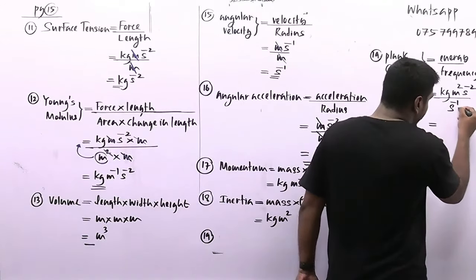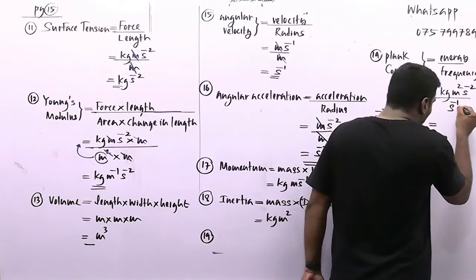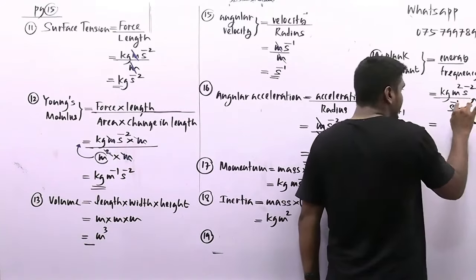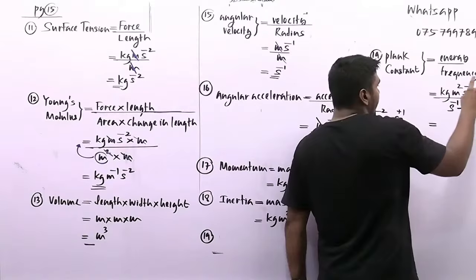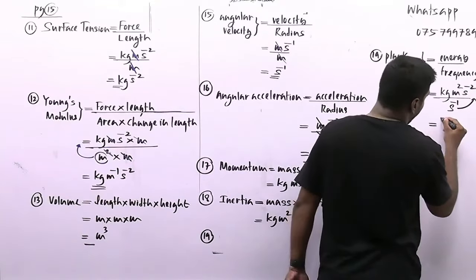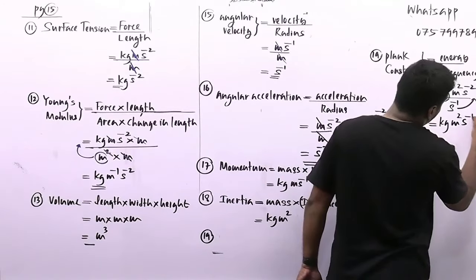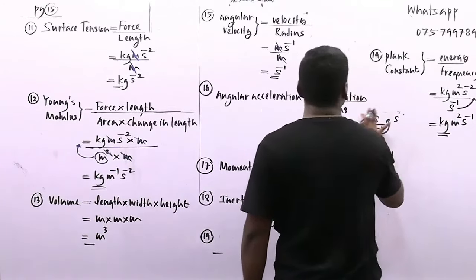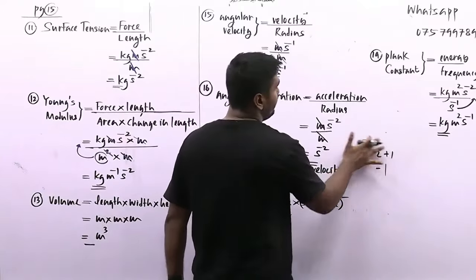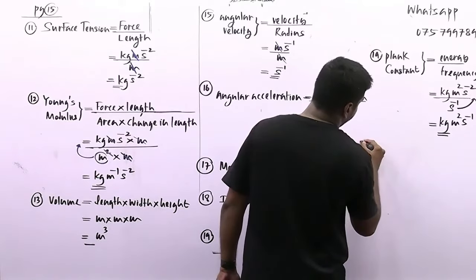Therefore, we can write down that when s to the power minus 1 goes to the numerator, it becomes s to the power plus 1. Minus 2 plus 1 means minus 1. Therefore, we can write down kg m squared s minus 1. Simple, right? Simple. Now, question number 20.